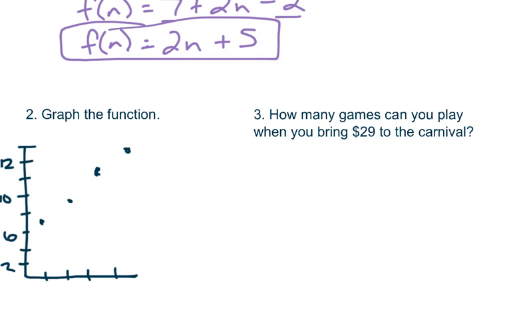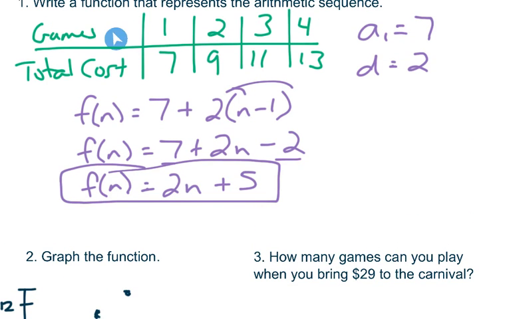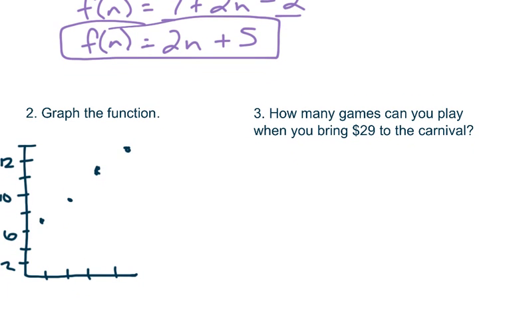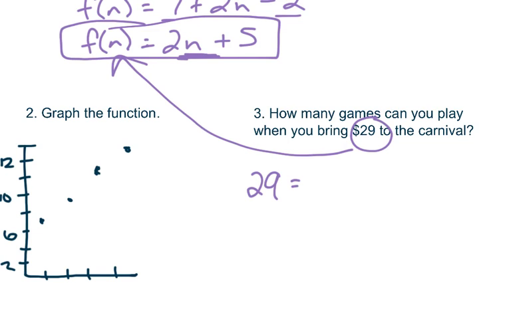Last question here. How many games can you play when you bring $29 to the carnival? Well, $29 is not a number of games. It's a total cost. That would be like our y value, and that's what would go in place of f of n. So this 29 goes right there, and we're going to solve for n. We have 29 is equal to 2n plus 5.